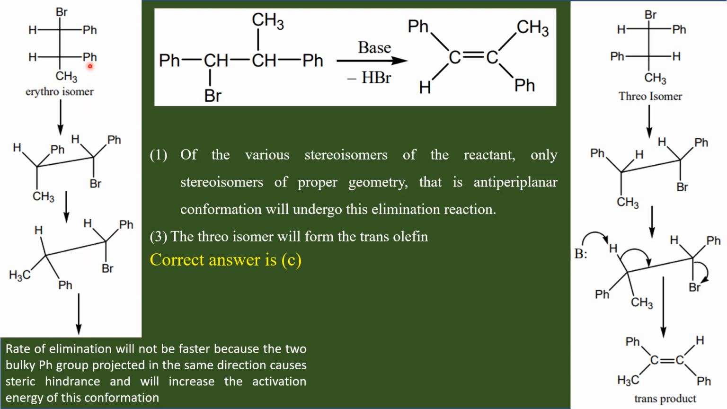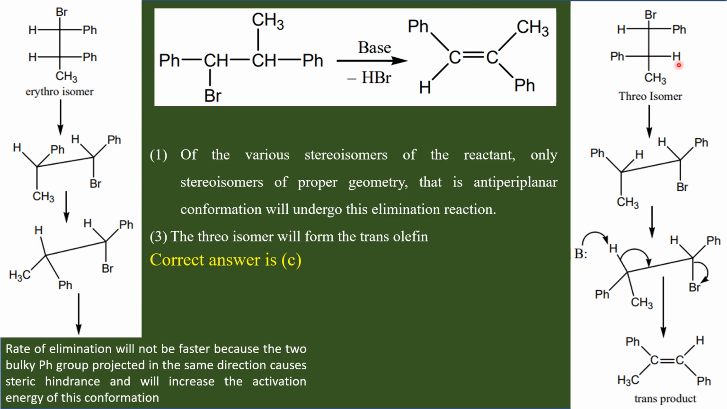Therefore, this elimination reaction, dehydrohalogenation from the erythro isomer, will require higher energy of activation. Therefore, this reaction will go at a slower rate. Whereas, let us consider the threo isomer.